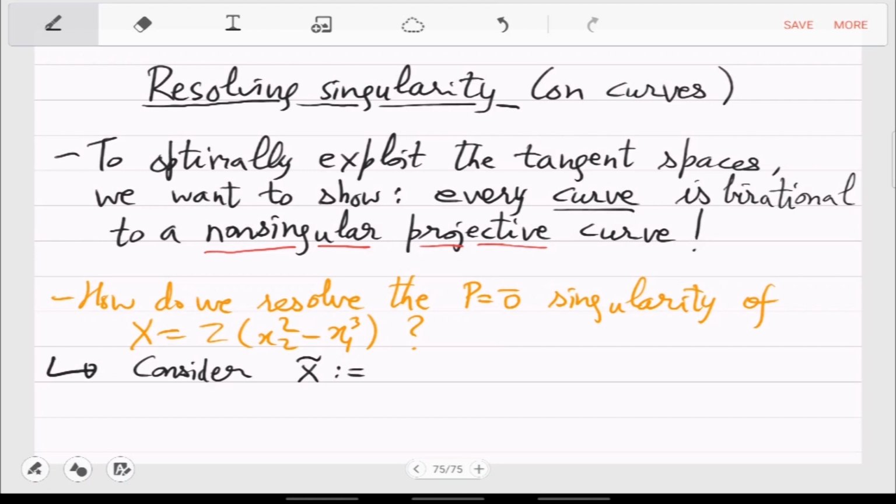So we will consider a very different but related curve, which is y squared minus x1. And I claim that these two curves are birational, which actually is the same proof as we gave for birational equivalence with the affine line. It will be the same map.